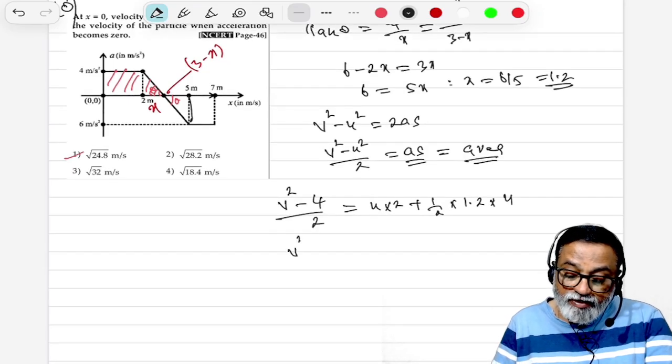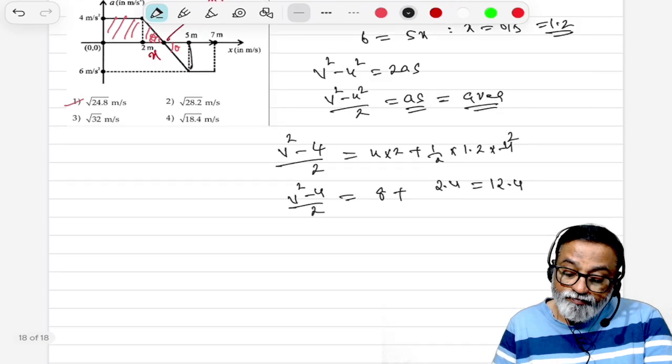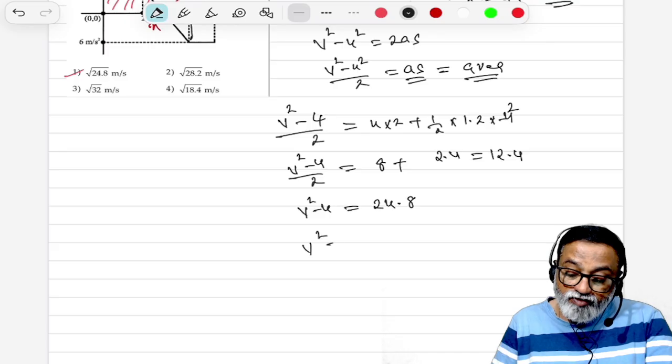Therefore, (v square minus 4) by 2 is equal to this is 8, and this one is 2.4, this is 10.4. Therefore, v square minus 4 is equal to 24.8, and v square is equal to 28.8.